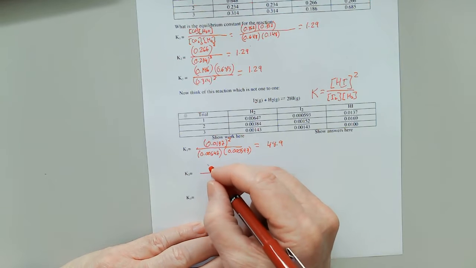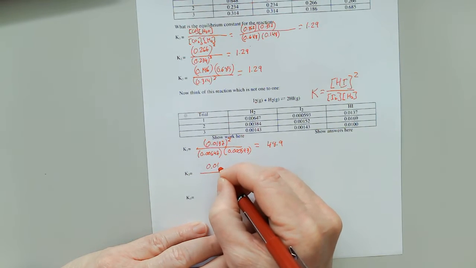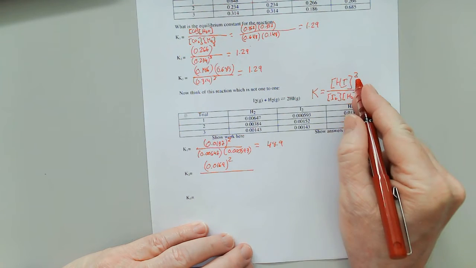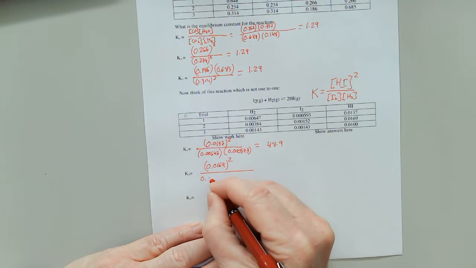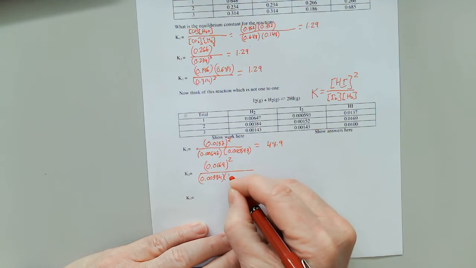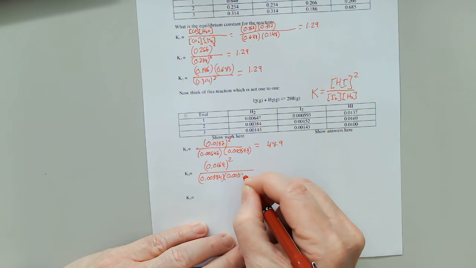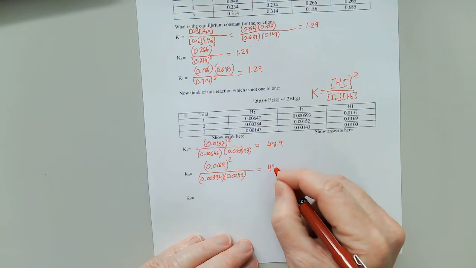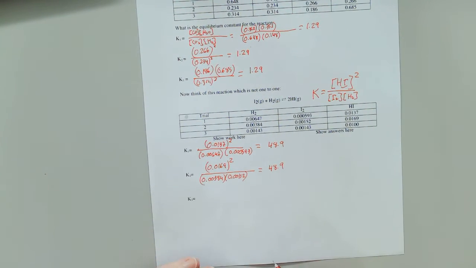Now for the next one, 0.0169 quantity squared because of that squared, over 0.00384 times 0.00152. And surprise, surprise, it comes out to be 48.9.